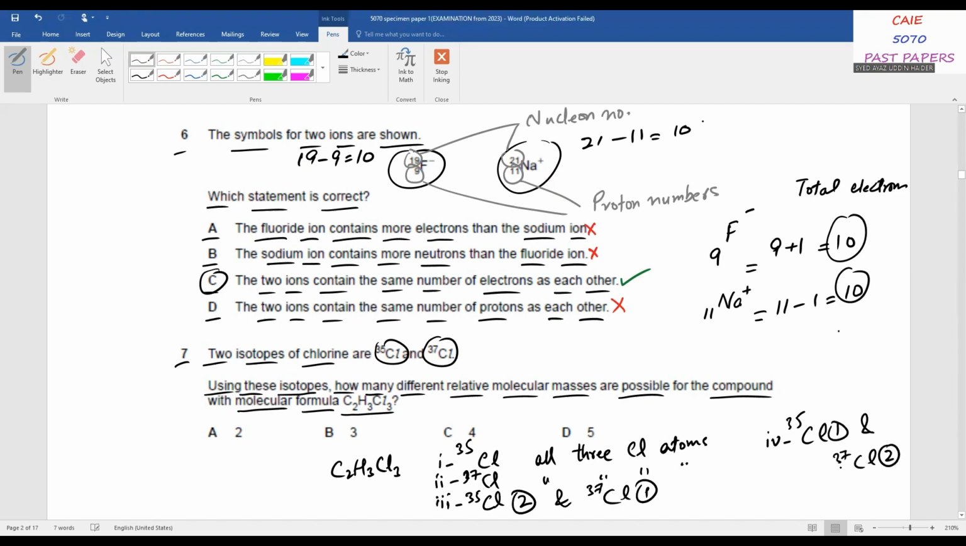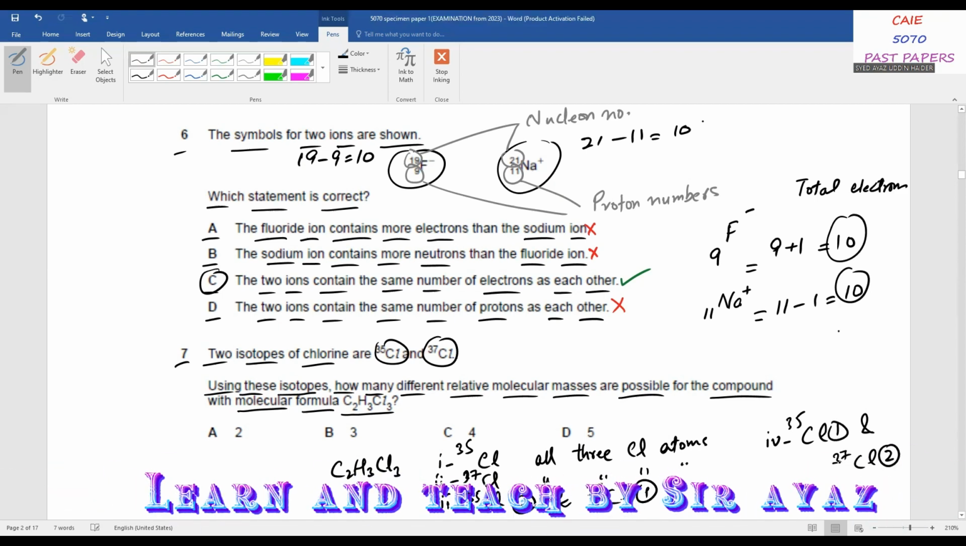So this is the maximum possibility you can have. So you can have 4 relative molecular masses for this compound. So C must be the correct answer.